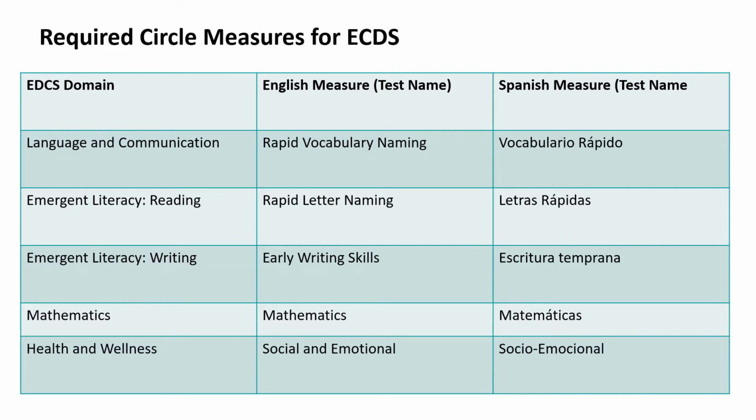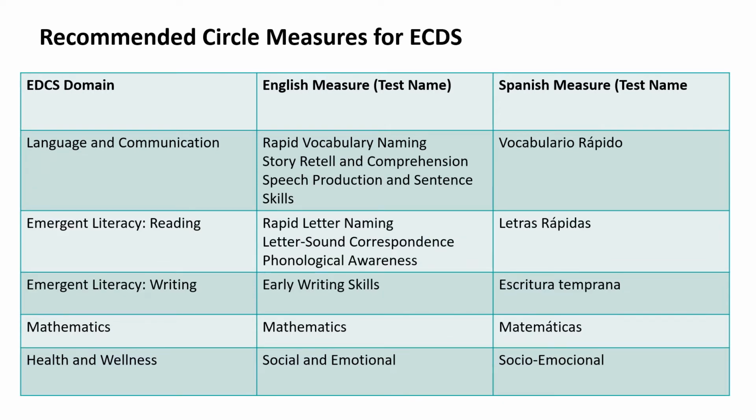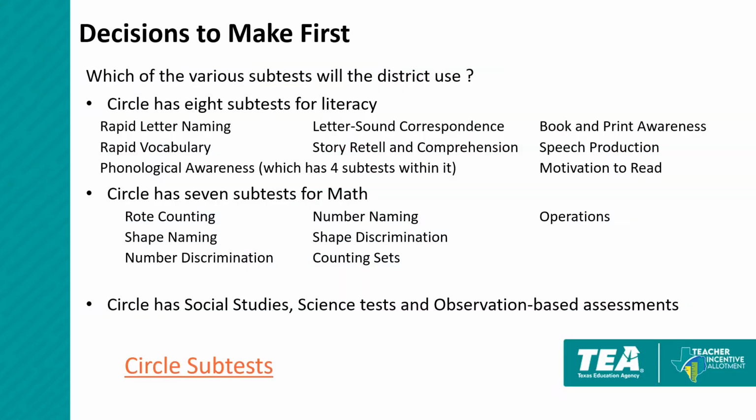The required measures on the Circle test for early childhood reporting in ECDS include tests in language and communication, emergent literacy reading, emergent literacy writing, mathematics, and health and wellness. Tests are available in both English and Spanish. In addition to what is required, there are also recommended tests that districts could consider for the purposes of their ECDS reporting. These include additional tests in the domains of language and communication and emergent literacy reading.